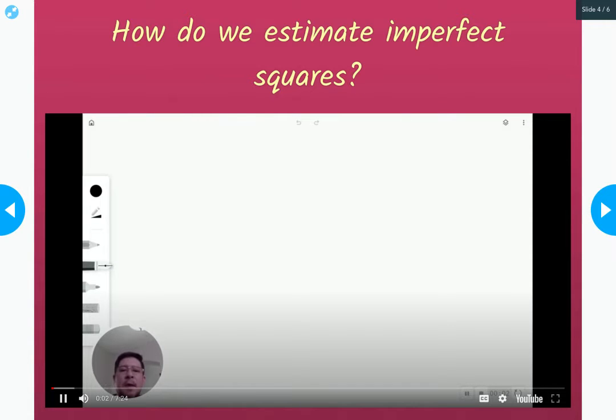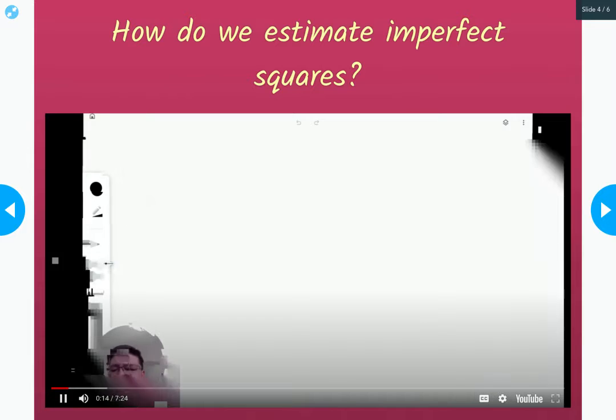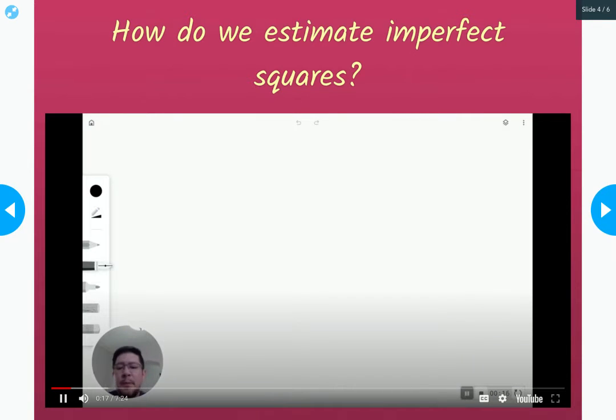Hello, this is Mr. Escaton, and today we're talking about estimating irrational numbers. In other words, what we're really talking about for the most part is estimating imperfect squares. So what is an imperfect square? Well, in order to talk about that, we have to talk about what a perfect square is.